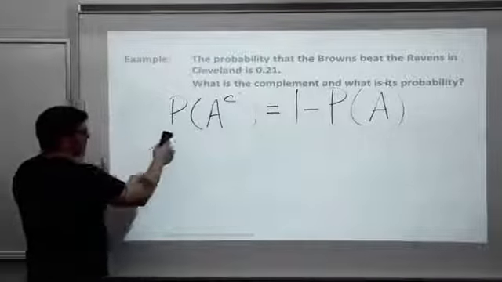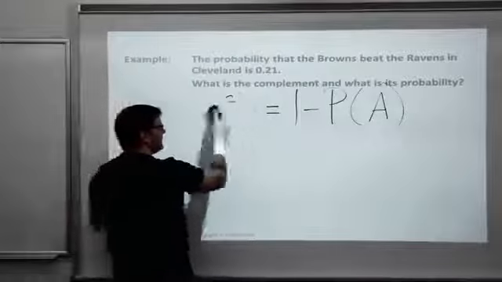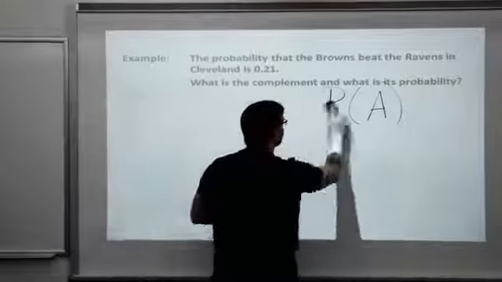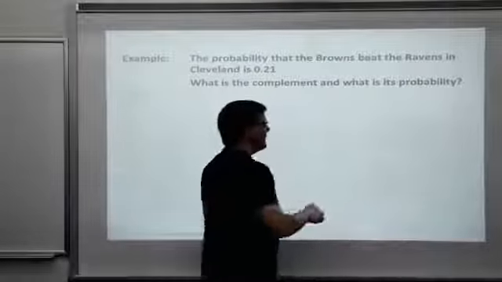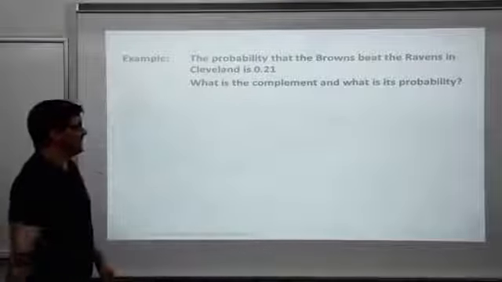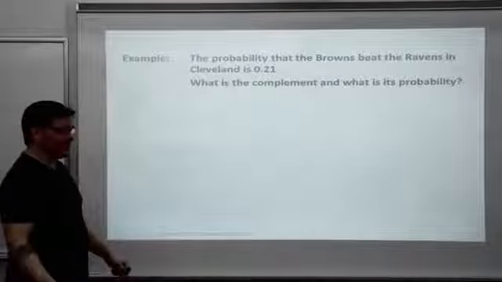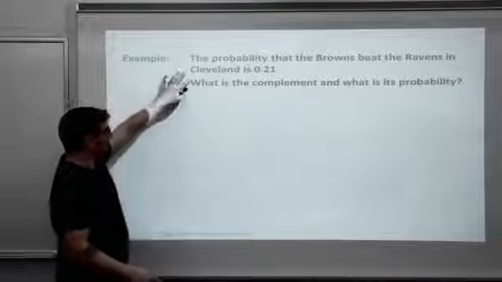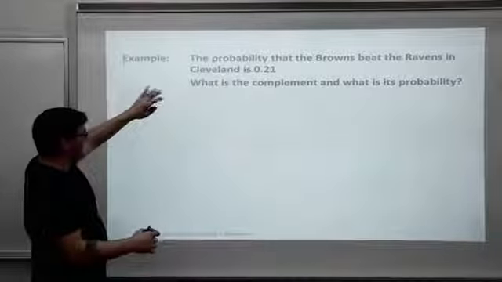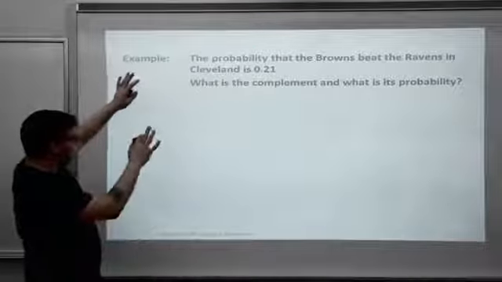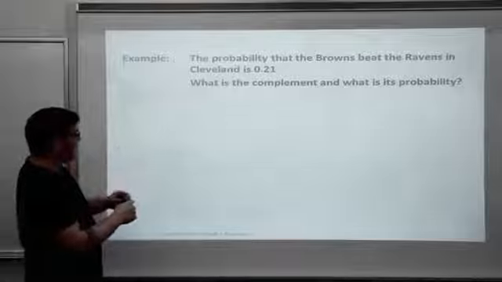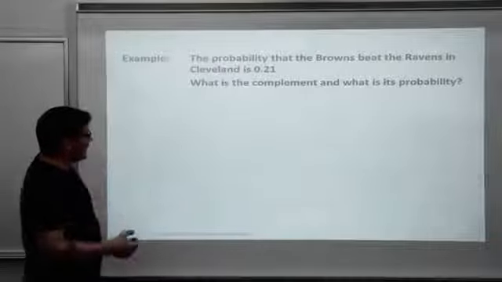Oh, NFL football, Ravens and Browns. I'm from Cleveland, so I guess the Browns are my team, even though we're sort of the laughing stock of the league. Hopefully, like in 10 years, you're watching these videos and we have a couple Super Bowls under our belts. But here, for this example, in 2014, the probability that the Browns beat the Ravens in Cleveland is 0.21.